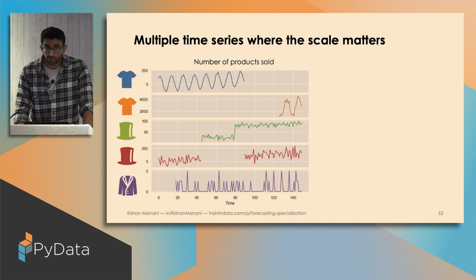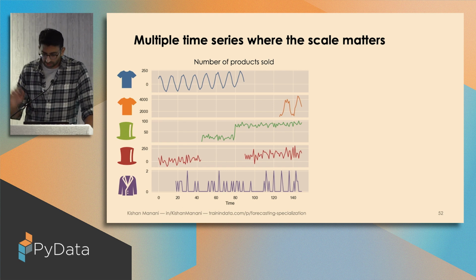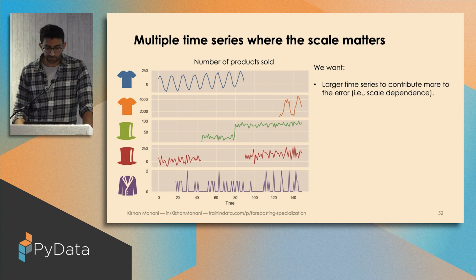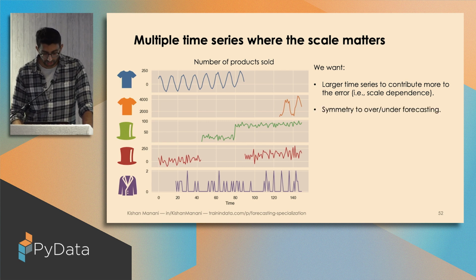So one use case I want to talk about is multiple time series where the scale matters. So let's go back to a kind of a retail context. We've got a bunch of products and we want to predict their sales into the future. What properties do we want from our error metric? We want larger time series to contribute more to our error than smaller time series. So to a degree we want scale dependence. Typically we want symmetry to over and under forecasting. We want to be tolerant to zeros because there's some products that just don't sell very well.